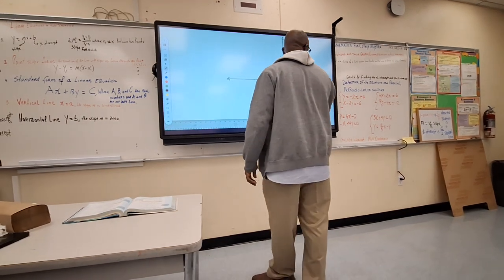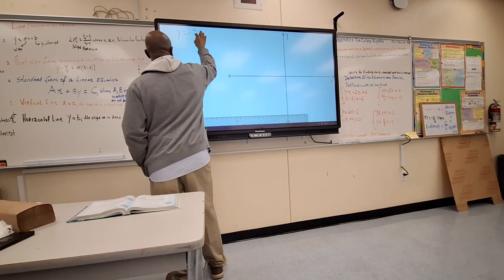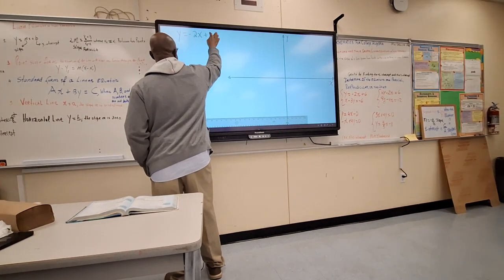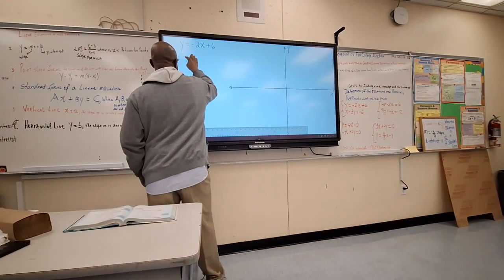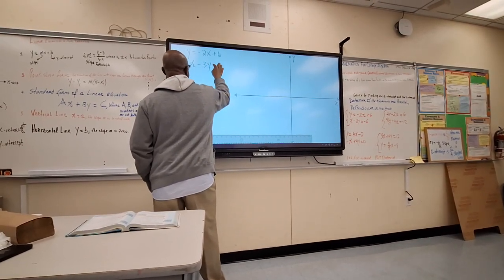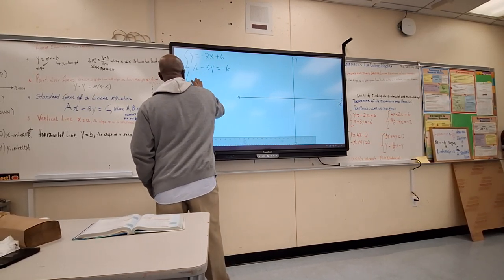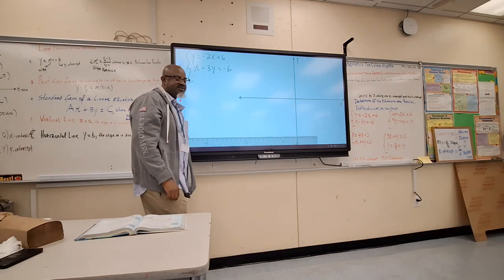Right? First question, I have y equal negative 2x plus 6, and the other one is x minus 3y equal to negative 6. So I have to graph that. This is a system of linear equations.